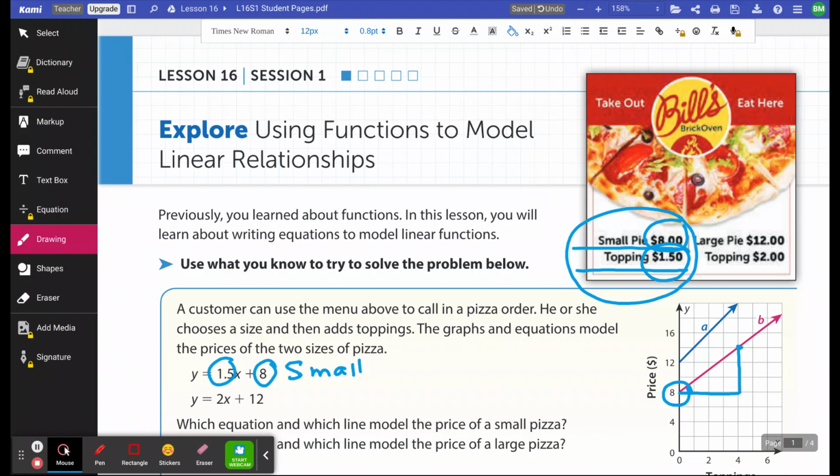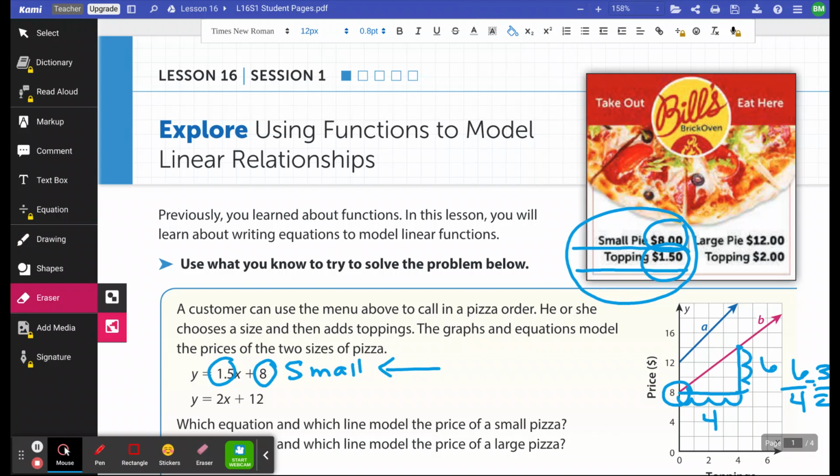It looks like I'm going up by 2. So I'm going up 2, 4, 6. And it looks like on the x-axis, we're going over by 1. So 1, 2, 3, 4. So my rise over my run is 6 over 4. That's equivalent to 3 over 2 or 1.5. All right. So this is, in fact, the graph of this equation right here. y equals 1.5x plus 8.